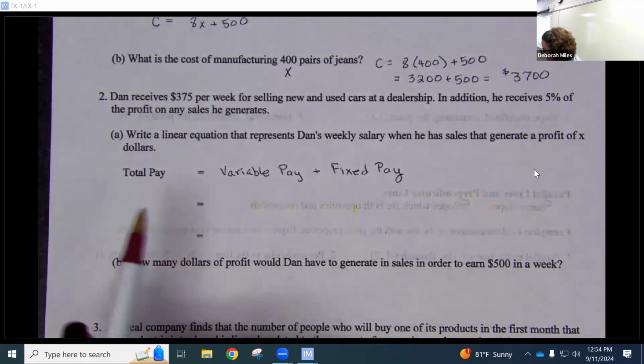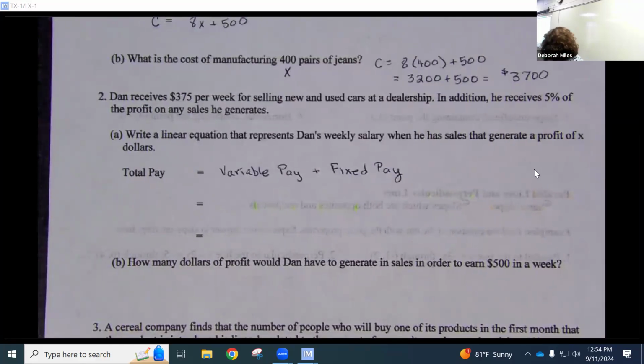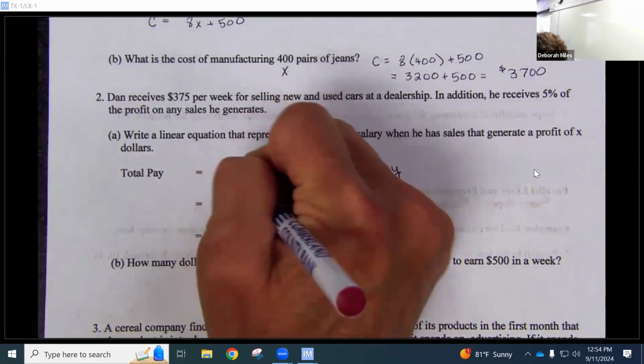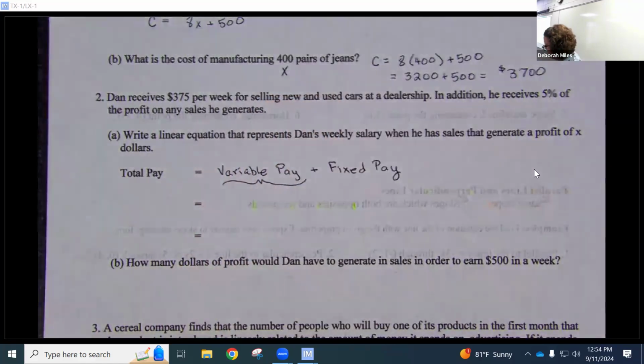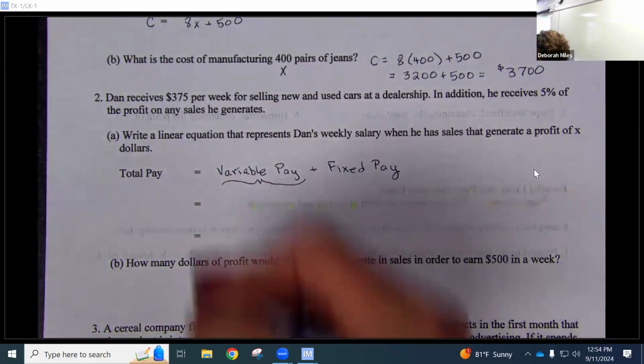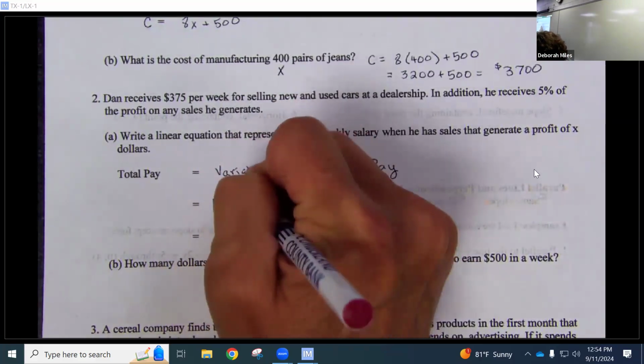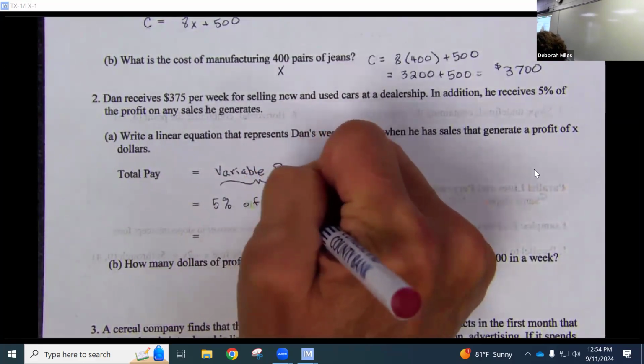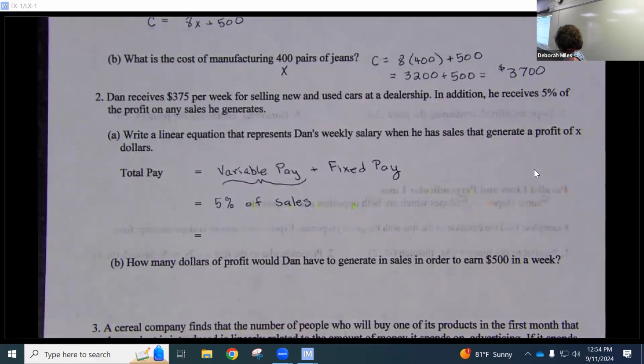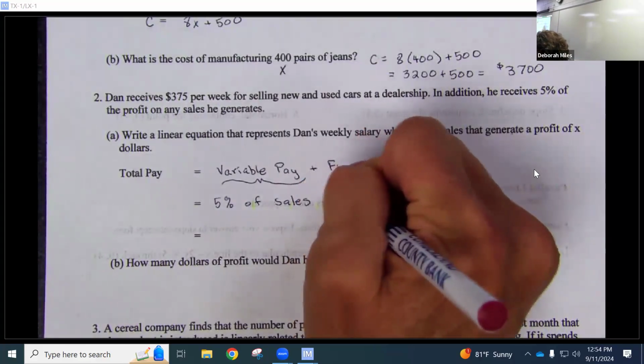And his fixed pay is $375. His variable pay is 5% of his sales. That part of his paycheck depends on how many dollars worth of cars he sells. And fixed pay is $375.